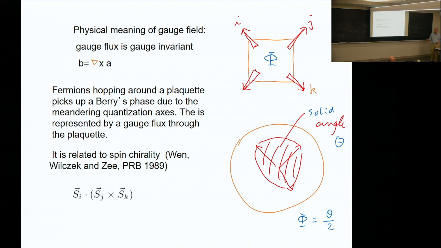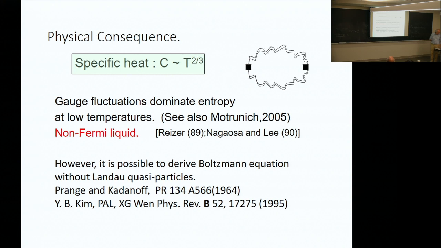Right. So that's the physical meaning in terms of spin density. Now, what are the physical consequences? Early on, we recognized that because of coupling to gauge fluctuation, the specific heat of the fermion goes as T to the 2/3 power. So this looks like a non-Fermi liquid, because in a Fermi liquid, specific heat goes linear in T. So this says you have an infinite mass.